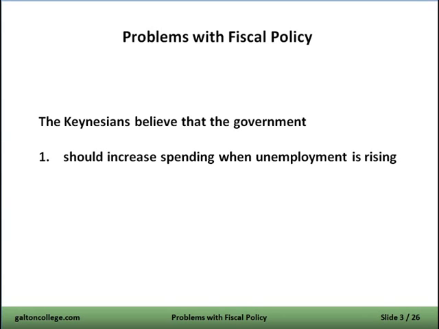Now, the government receives its money, its income or its revenue from taxation, but it could also borrow the money on the markets, or it could print money in an extreme case. So the government should inject money into the economy when unemployment is rising. That was one of the fundamental principles that John Maynard Keynes tried to instill into politicians and into the country, and his followers, the Keynesians, believe this passionately. They should also decrease it when unemployment is falling.